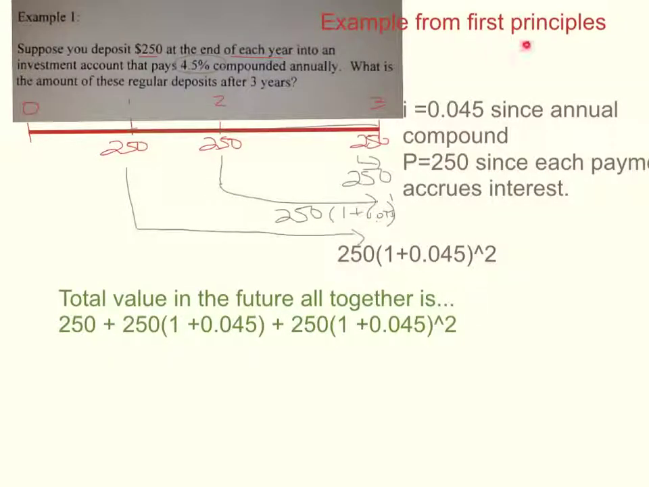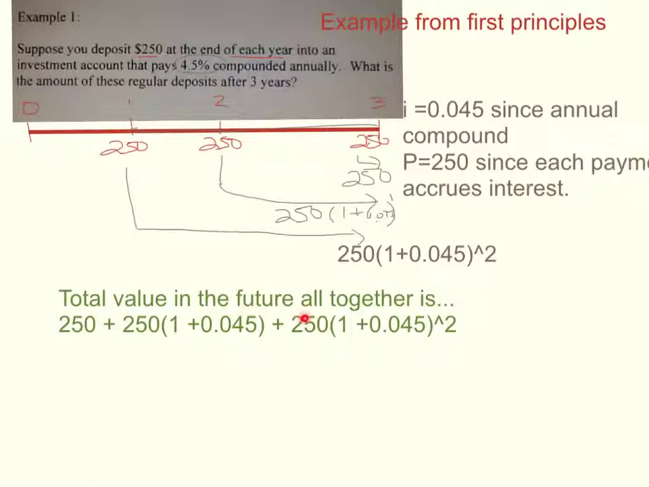Summarizing here then, we did first principles, so we considered each payment as an original compound interest using I as 0.045 since it's annual compounded. And each payment or present value was $250 when you put the money in at each time. And this payment is accruing interest. So here I had no interest accrued because it was just deposited. Here I had 1 year of interest accrued because it was deposited 1 year ago on the timeline. And here I had 2 years of interest because this money was put in 2 years ago on the timeline.